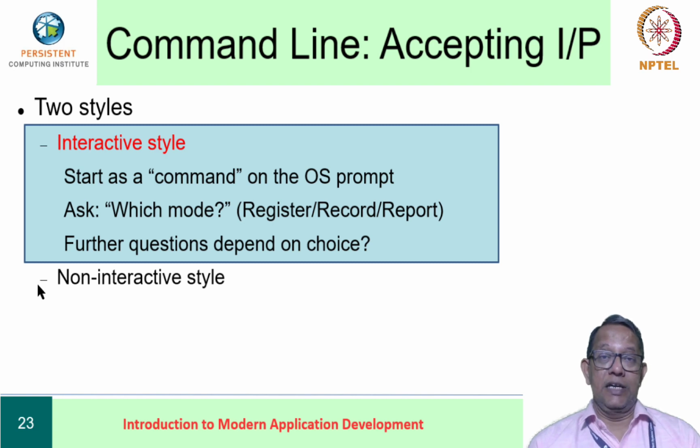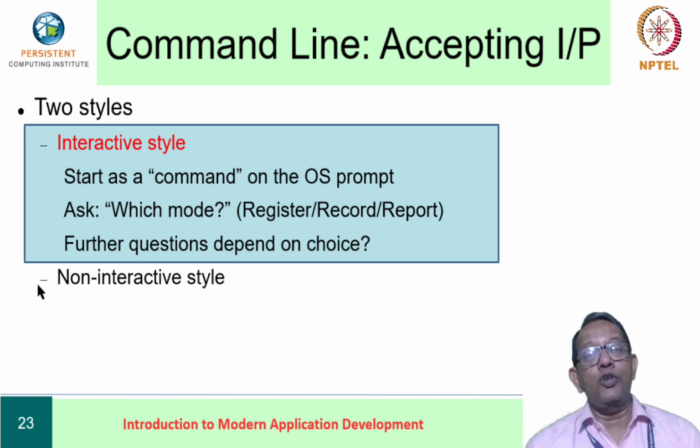The first is interactive style. In an interactive style, you start the command at a prompt. Just the command, nothing more. Your application, which is now a command of your OS, starts running, and now it starts asking questions, for example, which mode do you want to operate in? The possible modes are, of course, register, record, or report. And depending on whichever is the particular choice, the subsequent questions will be asked. For example, if it is registering, then the next question could be how many roommates are there. After obtaining the number of roommates, the subsequent questions will be the name of each roommate.